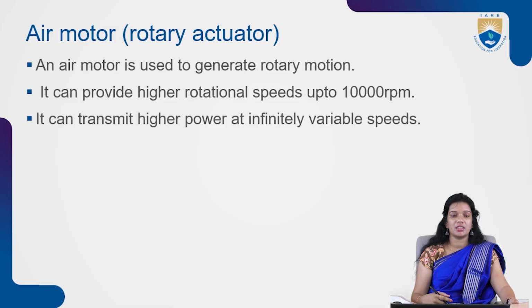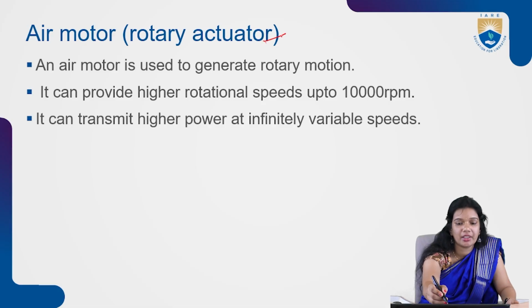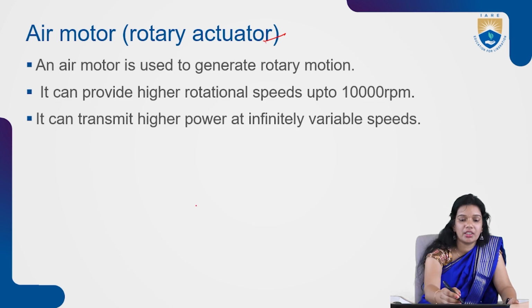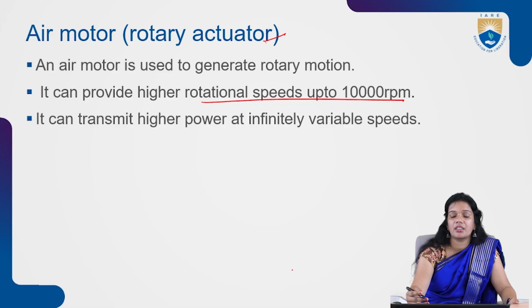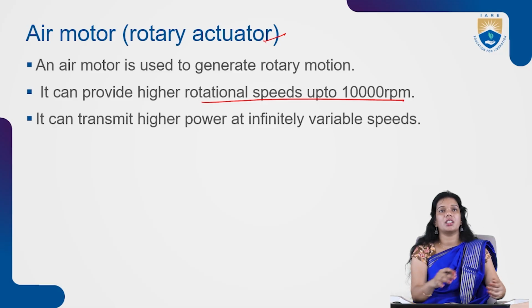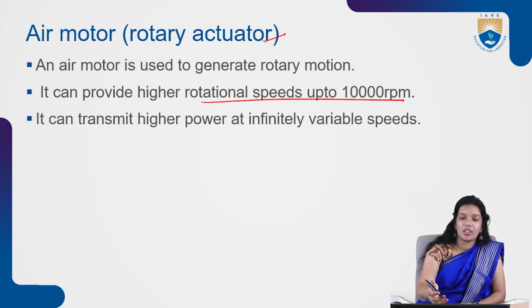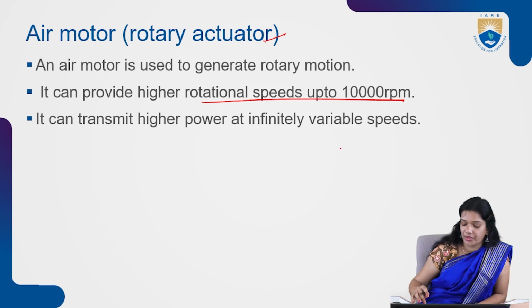In the different air motors, the first one is the rotary actuator. Rotary actuator means it is a rotary motion. It is used to generate the rotary motion, and it can provide high rotational speeds up to 10,000 rpm. It can also transmit high power at infinitely variable speeds. So the first category of air motor has rotary actuation, where the motor is used to generate the rotary motion, with speeds up to 10,000 rpm.